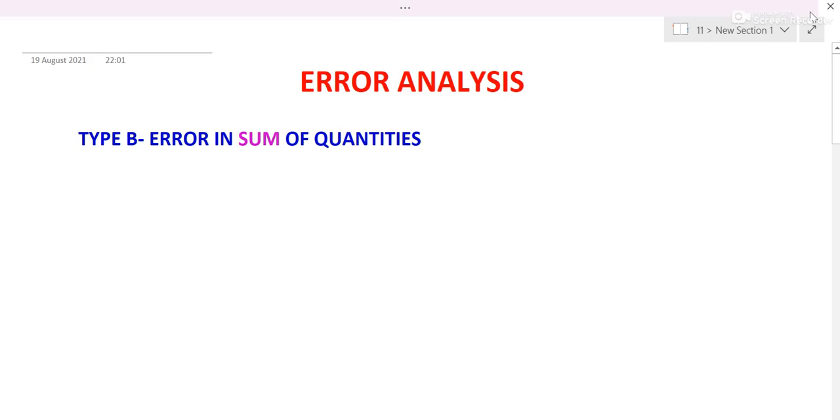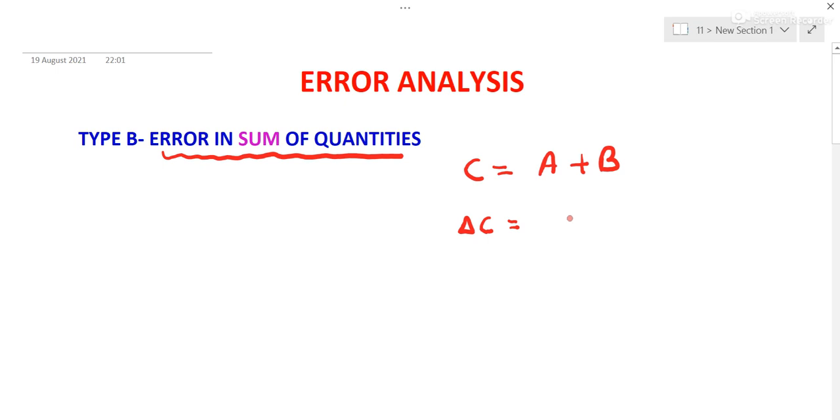So these are the numericals based upon error analysis. Type B: error in sum of the quantities. If C is equal to A plus B, if C is the sum of A and B, then error in C will also be the sum of error in A and error in B. So let us see the first numerical of this type.